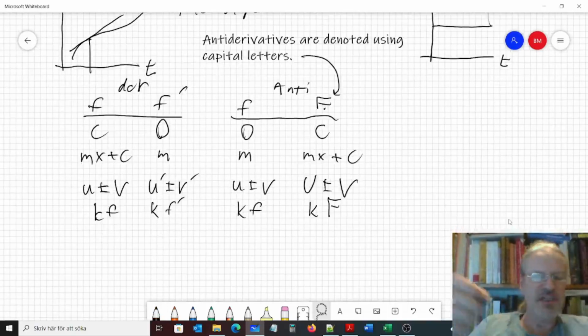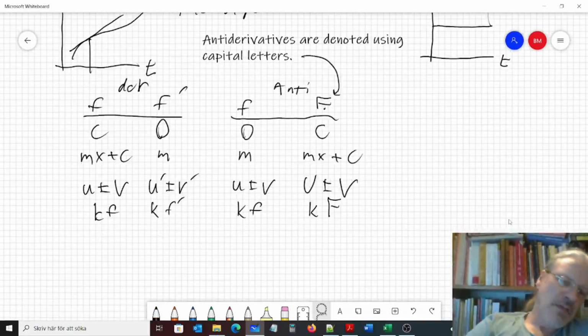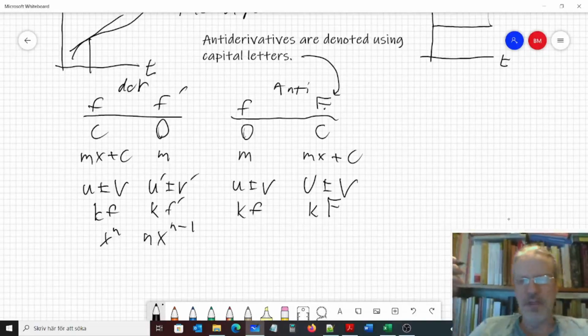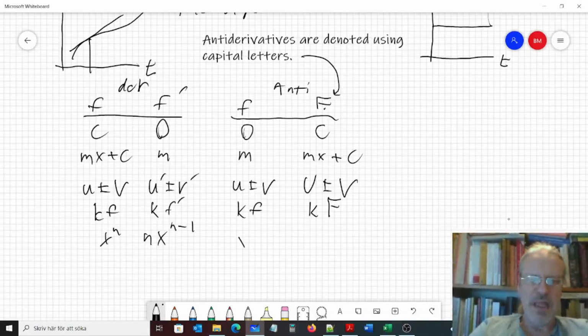The next rule is a little bit more complicated, because we have that x to the power of n gives us the derivative n x to the power of n minus 1. But what will the corresponding rule be over here? And we will find that x to the power of n will give us the antiderivative x to the power of n plus 1 over n plus 1 plus c.